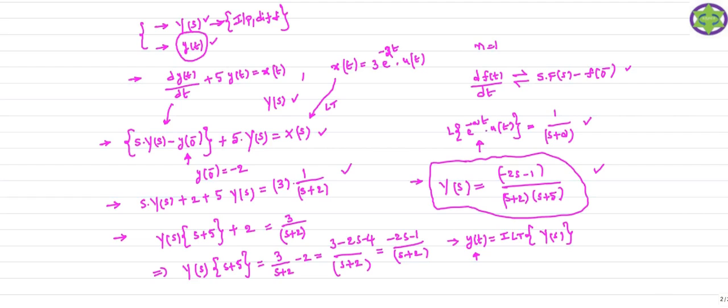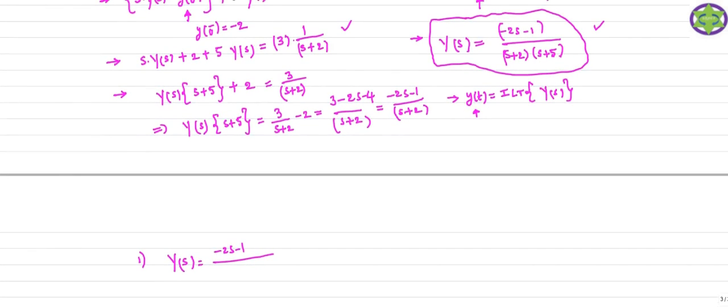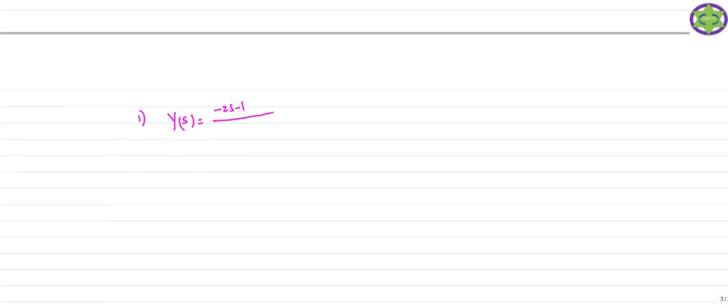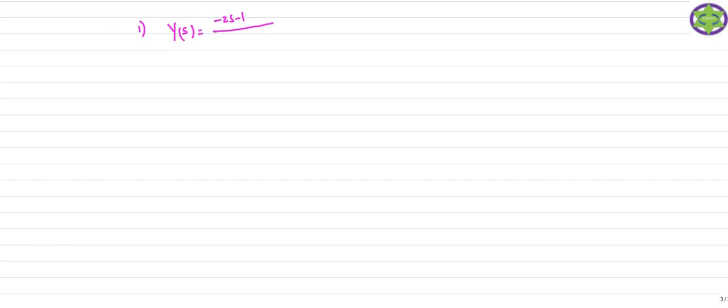So the step number 2 is nothing but, we will get Y of s from step number 1. Just observe Y of s. Your Y of s is nothing but minus 2s minus 1 divided by s plus 2 into s plus 5. So that is your Y of s. Now you expand this Y of s first.